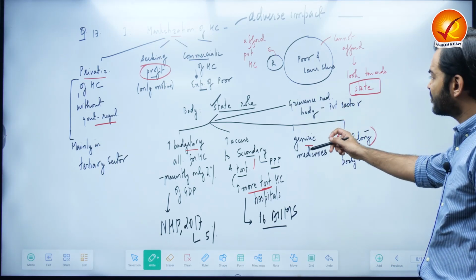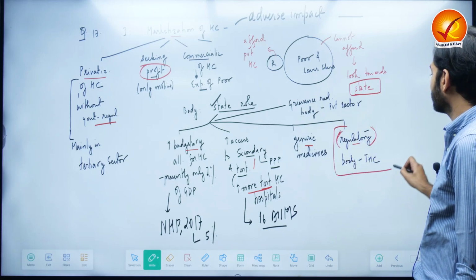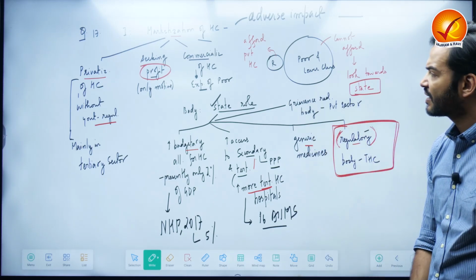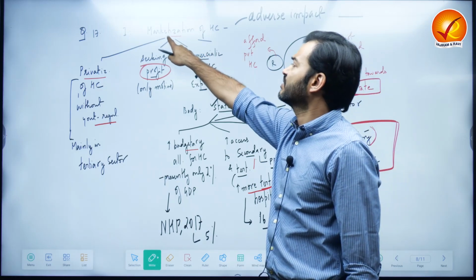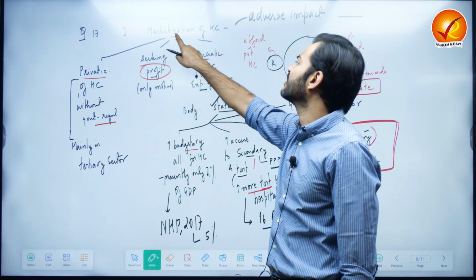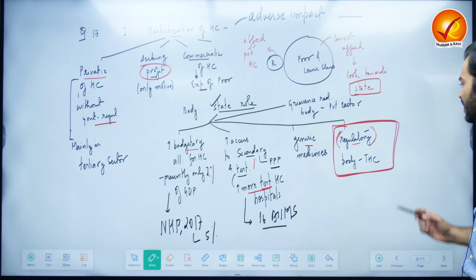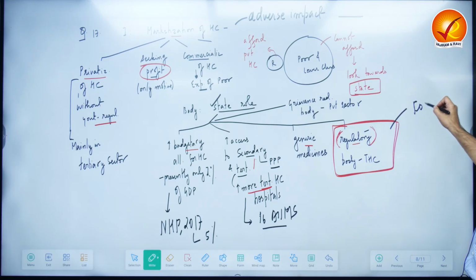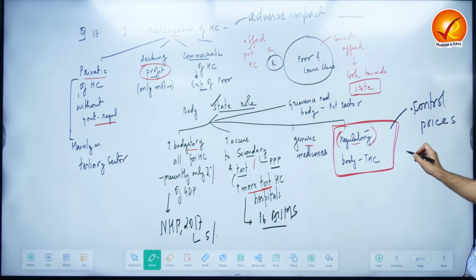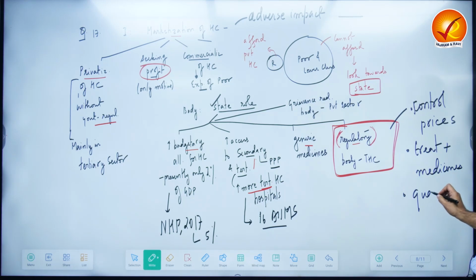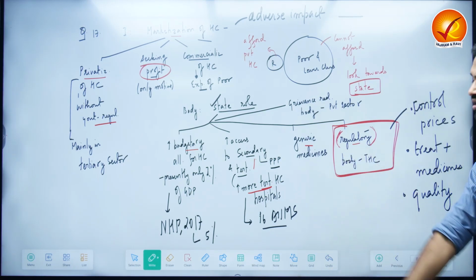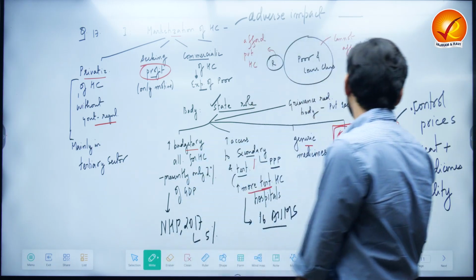Then the most important point is that the government should create regulatory bodies to control, to regulate the increasing marketization of healthcare. This regulatory body will control prices in private hospitals. It will control prices of not only the treatment but also of medicines, and will also ensure that quality healthcare is given as compared to what money is being spent in the private sector.